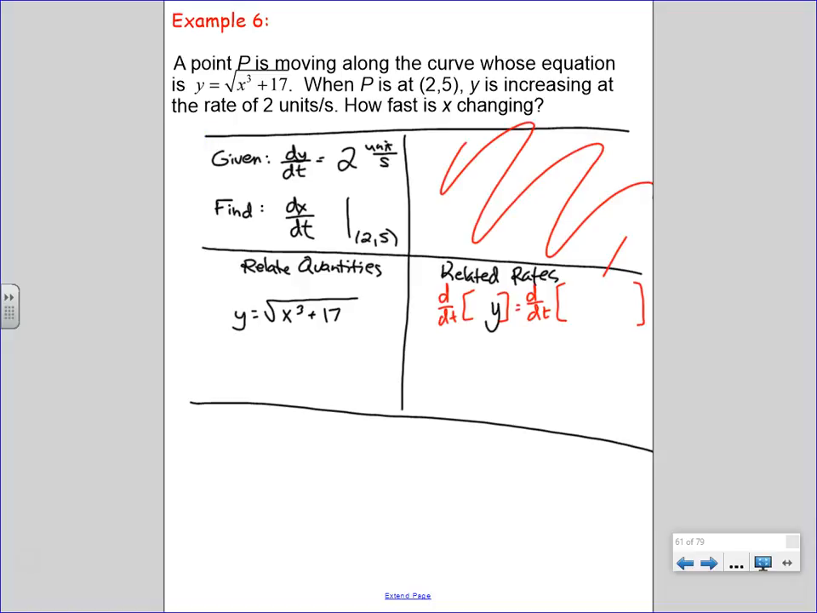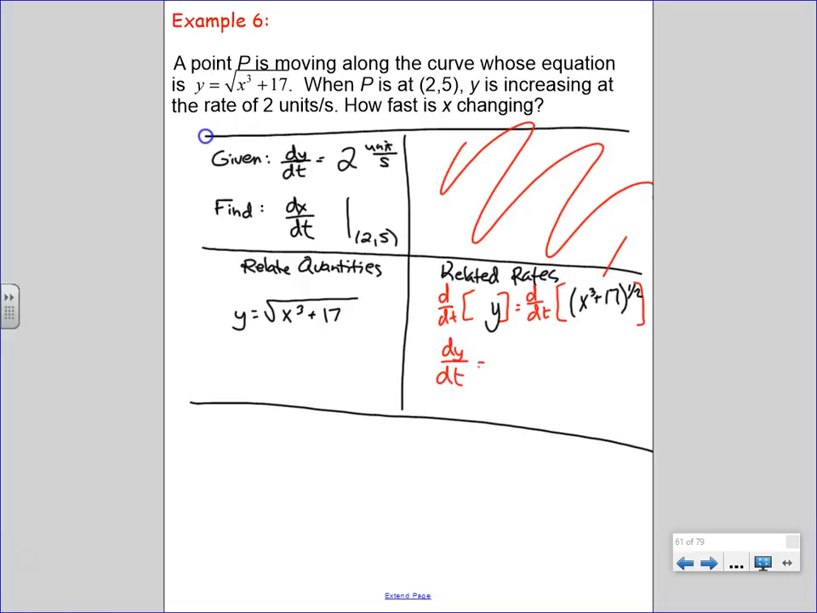Because to derive the right-hand side, wouldn't you guys rewrite him? How would you rewrite him to make his derivative easier? Yeah, to the 1/2, right? x cubed plus 17 to the 1/2. Good? And then derive, and what do we get?